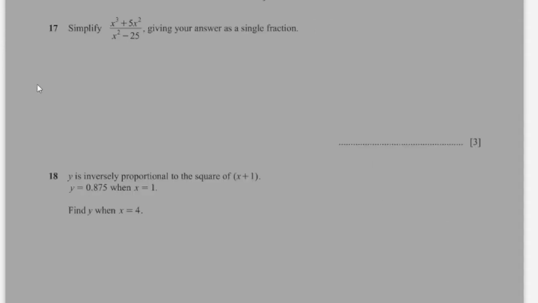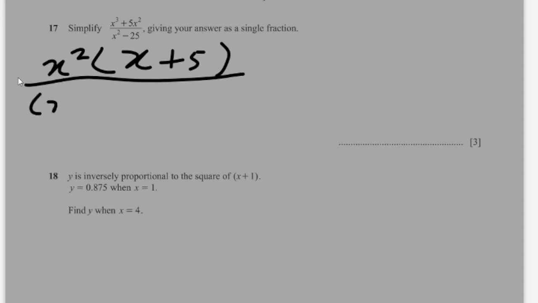Question number 17. Simplify x cubed plus 5x squared over x squared minus 25. Give your answer as a single fraction. So I'm going to be factorizing this expression over here. I'll take x squared out of the bracket in the numerator, since that is the common value over here. Then I have x plus 5 divided by x plus 5 and x minus 5.